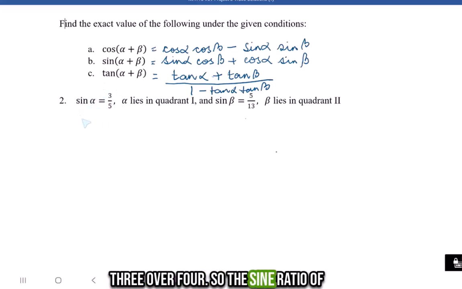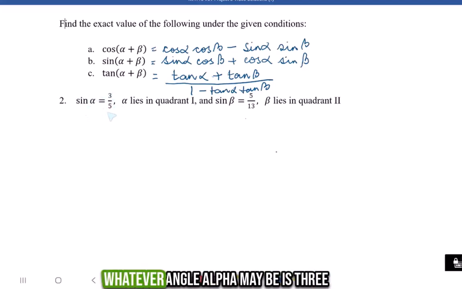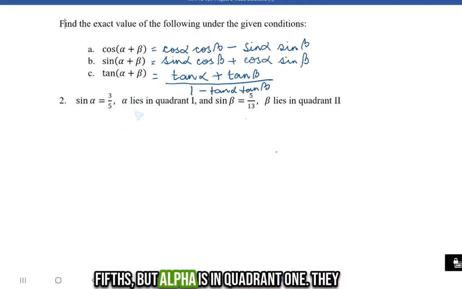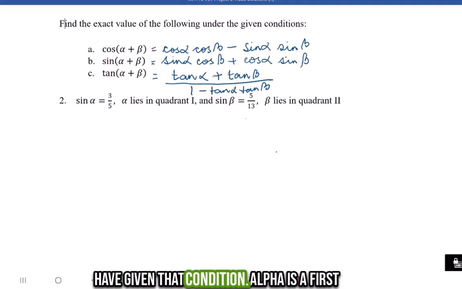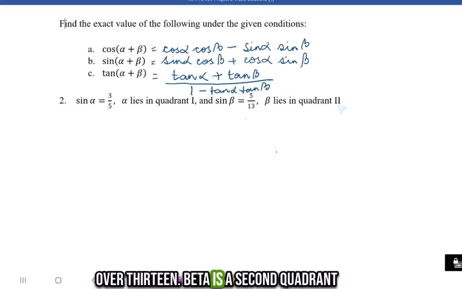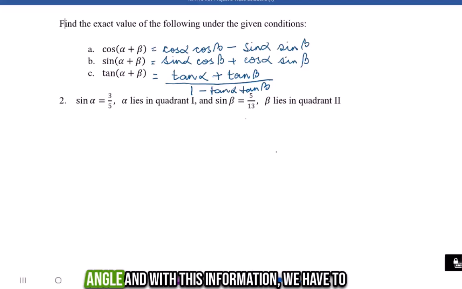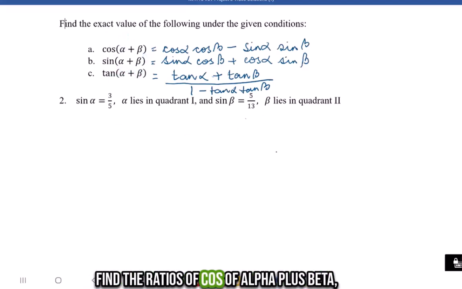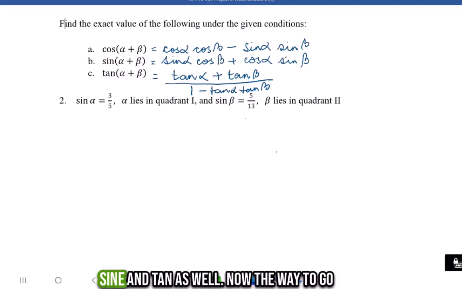The conditions given to us: sine of alpha is 3/5. So the sine ratio of whatever angle alpha may be is 3/5, but alpha is in quadrant 1. They have given that condition. Alpha is a first quadrant angle, and sine of beta equals 5/13. Beta is a second quadrant angle.